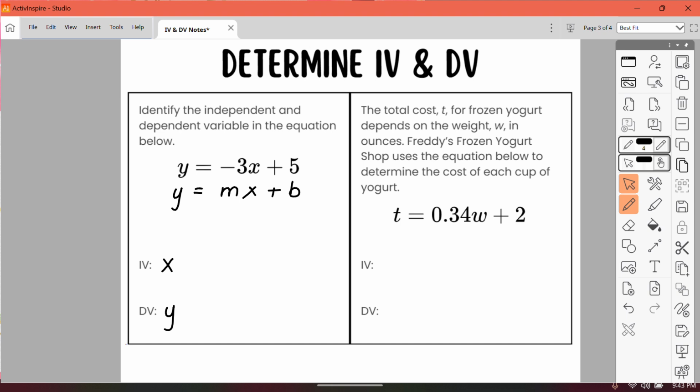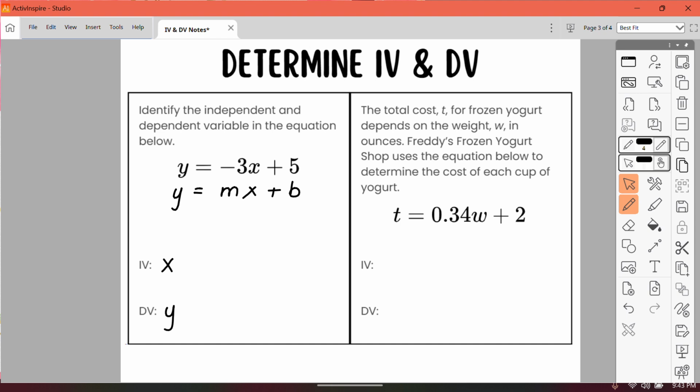Now, the one over here on the right is like the next best case scenario, where it doesn't have a y, it doesn't have an x, but it does have a similar layout. So let's read it and talk about a couple different ways you can do this. The total cost, T, for frozen yogurt depends on the weight, W, in ounces. Freddy's frozen yogurt shop uses the equation below to determine the cost of each cup of yogurt.